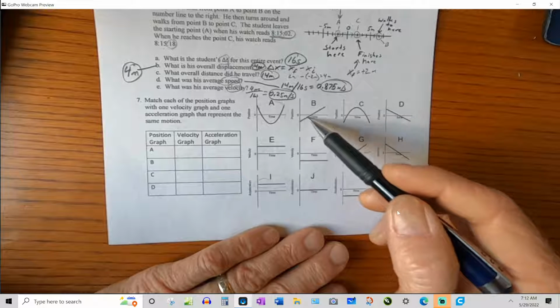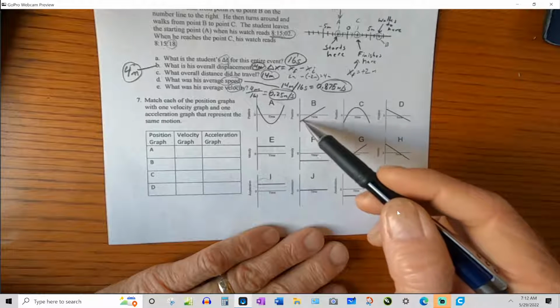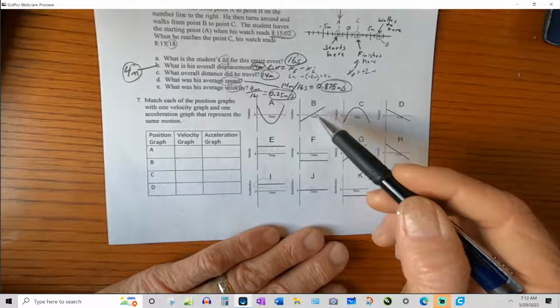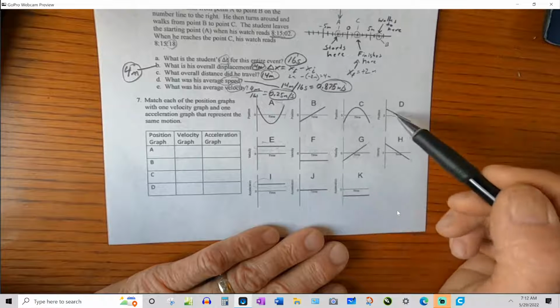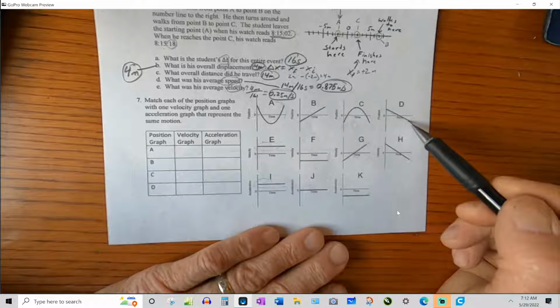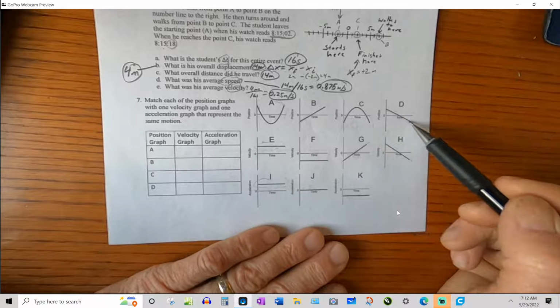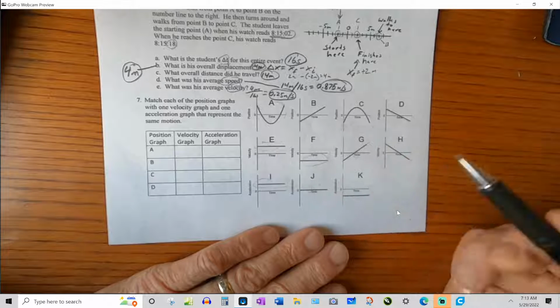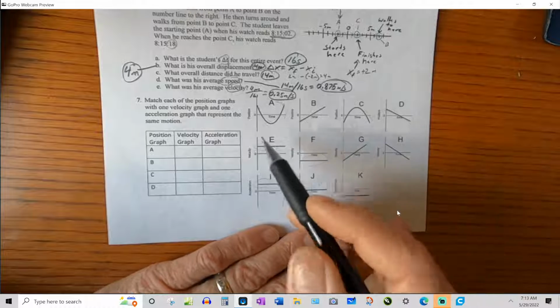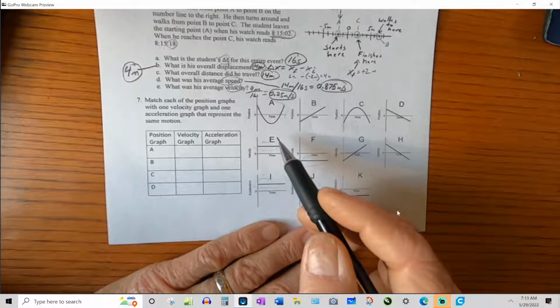And then here, there's no acceleration, but this is going up, so we've got positive velocity, and acceleration is 0. Here, this is straight, so there's no acceleration. It's going down, so the velocity is negative, and there's no acceleration. So that's one way to do it. The other way to do it is to think about slopes.